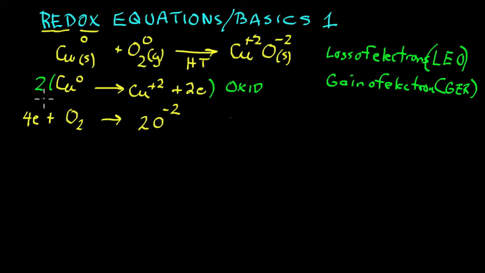Now, with that in mind, we could come back here and put the coefficients in this equation. 2 copper here, 2 copper ions. You have oxidation and you have reduction. Now let's talk about the agent here. The substance that caused the oxidation is, surprise, surprise, oxygen. So oxygen in this case is called the oxidizing agent.